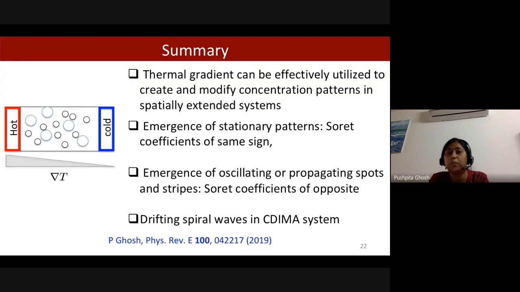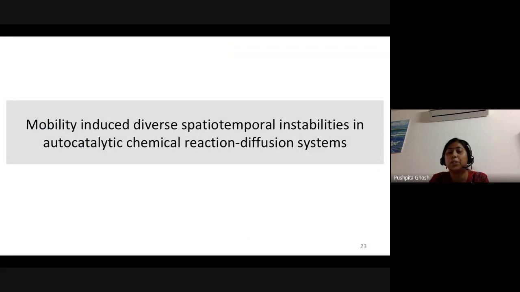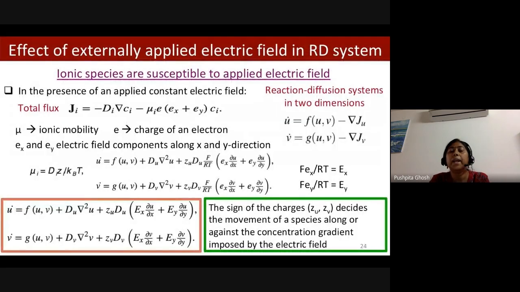So let's quickly move on to the next topic, where I want to show you how mobility can also be utilized in forming diverse spatiotemporal instabilities in autocatalytic chemical reactions. As I mentioned, in most cases these chemical reactions involve ionic species, like chloride and iodide. These species are susceptible to an externally applied electric field, meaning ionic species can move along or against the applied electric field.